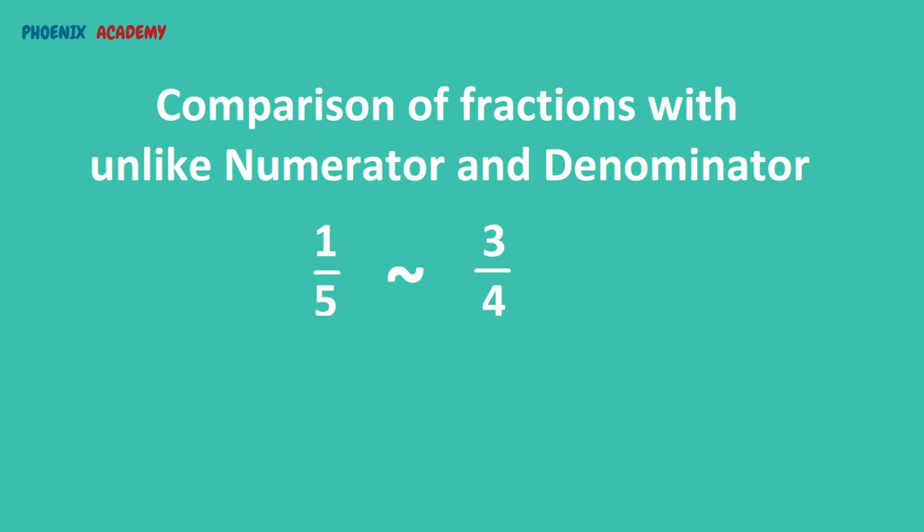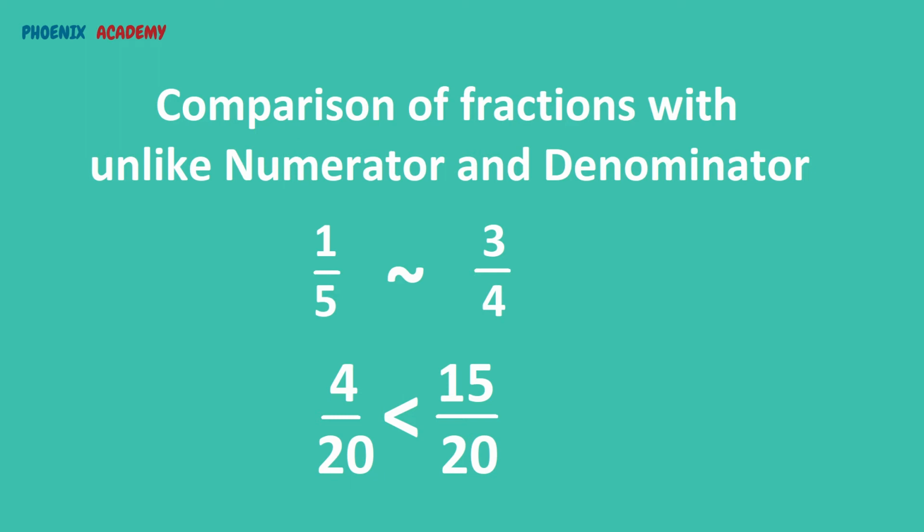We multiply the numerator and denominator of the first fraction by 4. We will get 4 by 20. And to the second fraction, we will multiply the numerator and denominator by 5. We will get 15 by 20. Now we can compare 4 by 20 and 15 by 20. They have the same denominator.